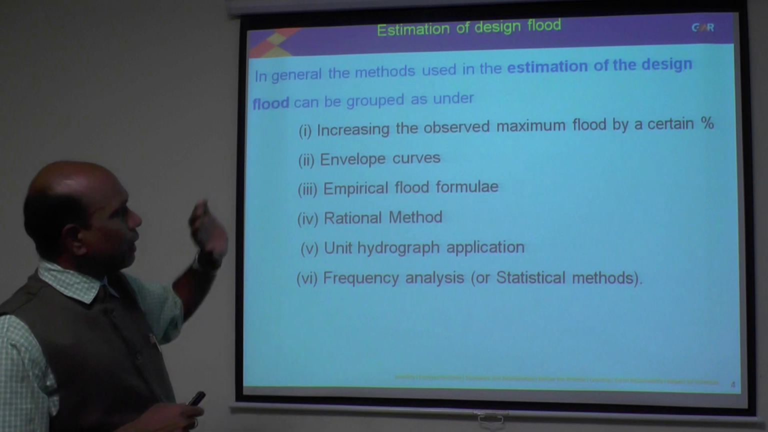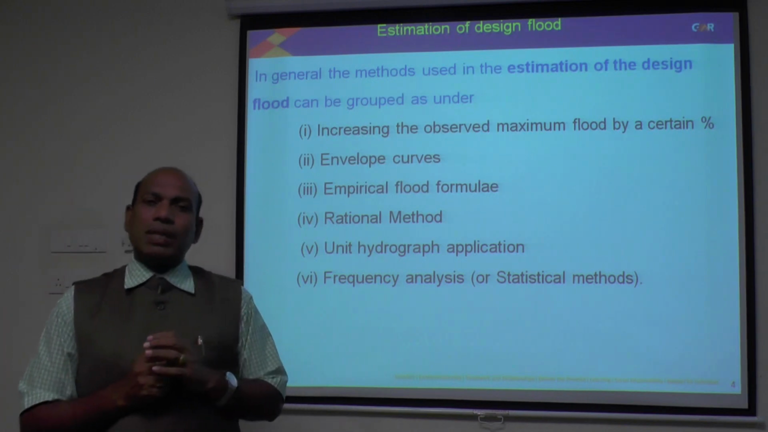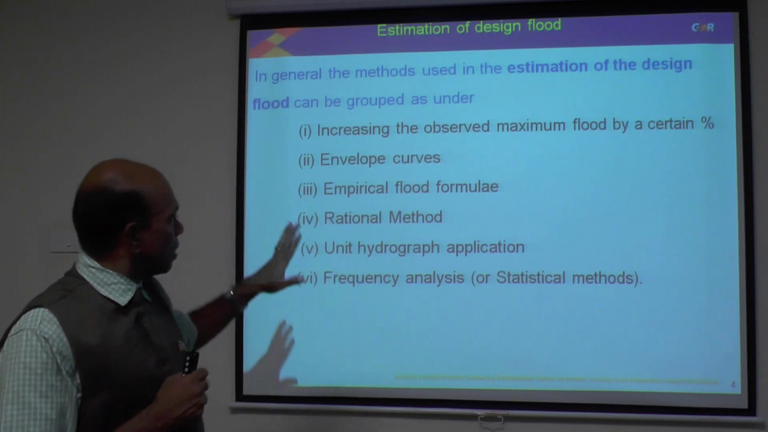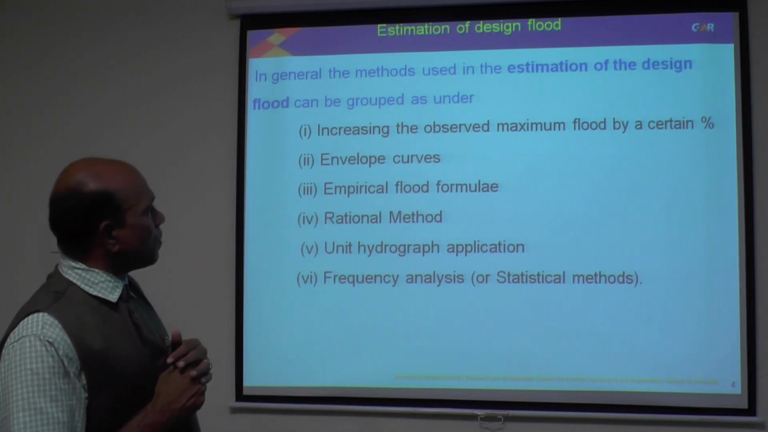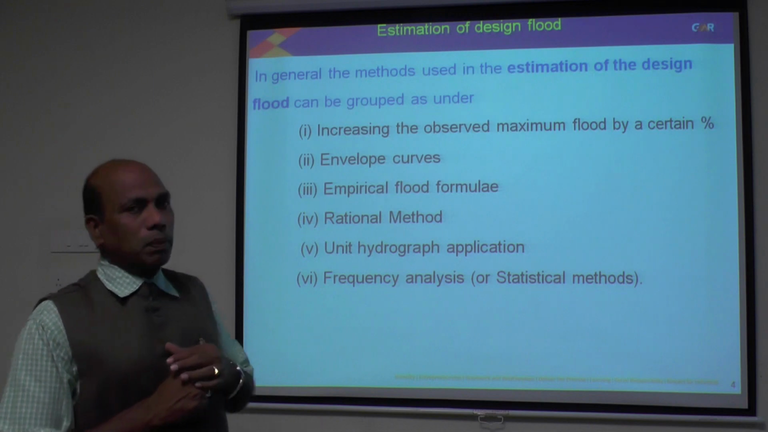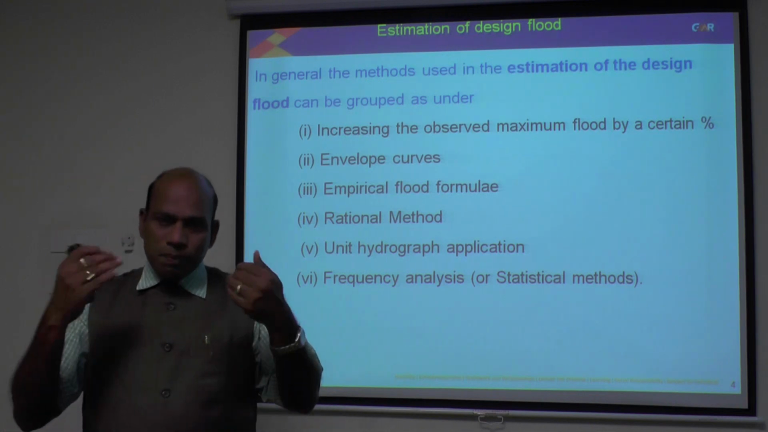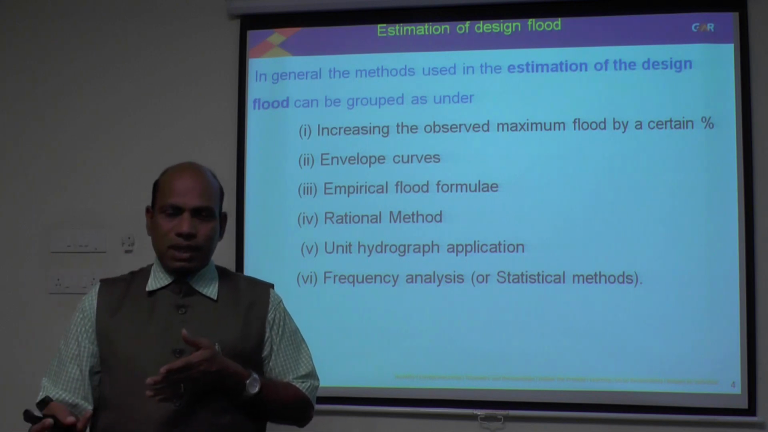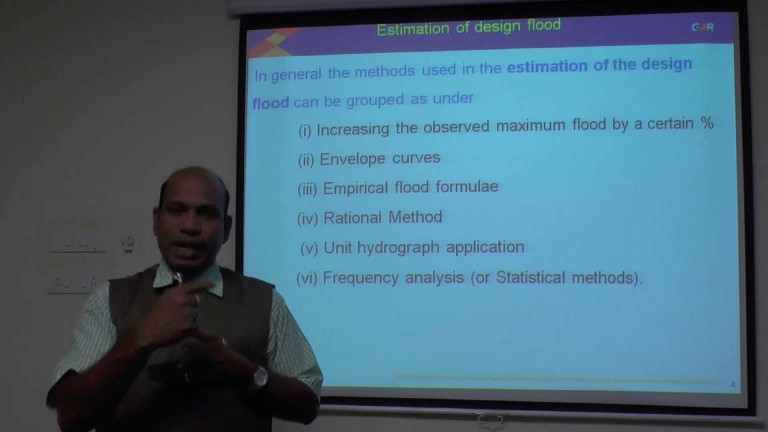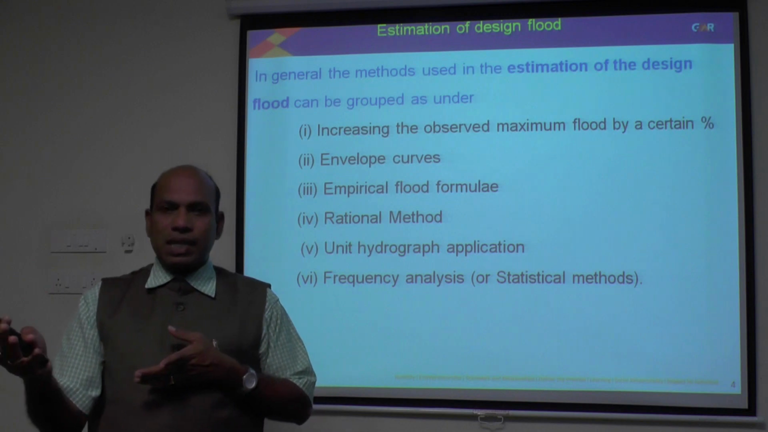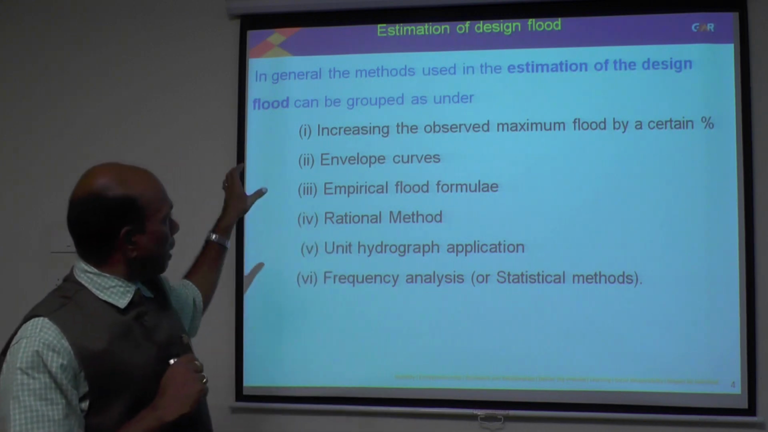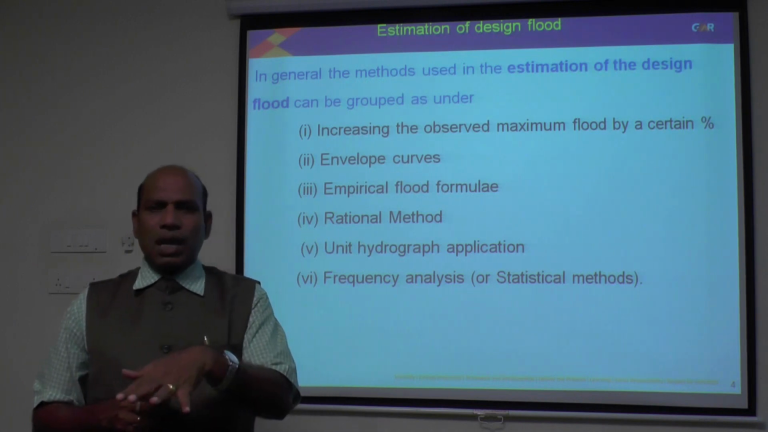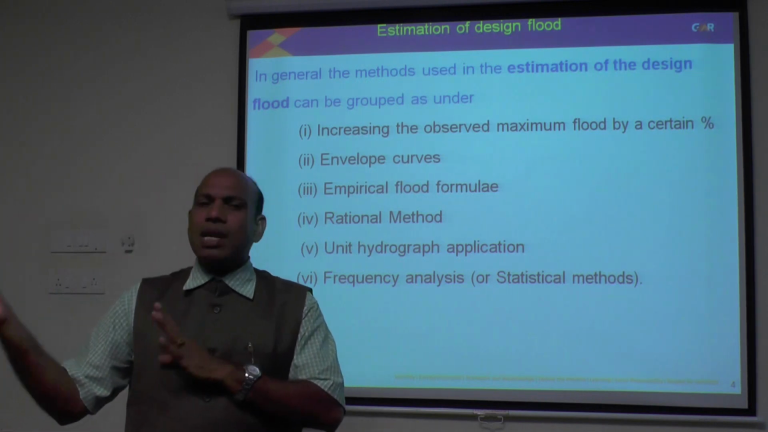And next one, methods. What are the methods used for the estimation of design flood? There are different methods. One, increasing the observed maximum flood by a certain percentage. For the safe side, that may be increased by 10% or 20% based on the existing area. Then the structure will be constructed like that. That is nothing but increasing the observed flood. That is a very simple way: increase the available flood, then design the structure.